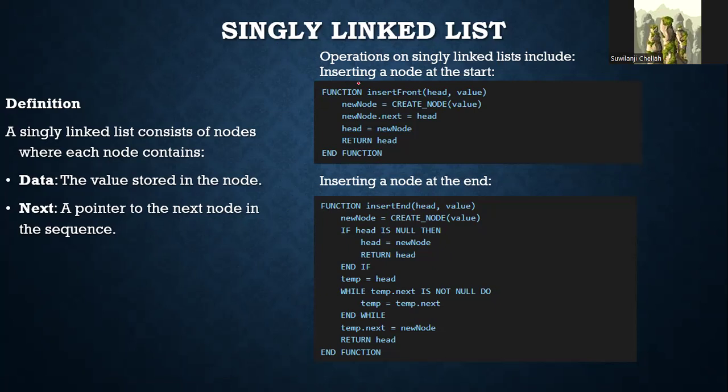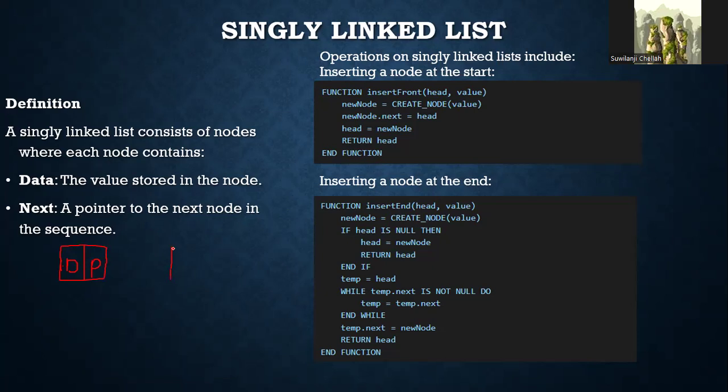So singly linked list, right? We already looked at the definition. A singly linked list consists of nodes where each node contains the data that it carries, and the next value, which is a pointer to the next node in the sequence. So going deeper into how a singly linked list looks, we have this guy here. This is what a node looks like in essence. We have two parts here: the data, and then the pointer.